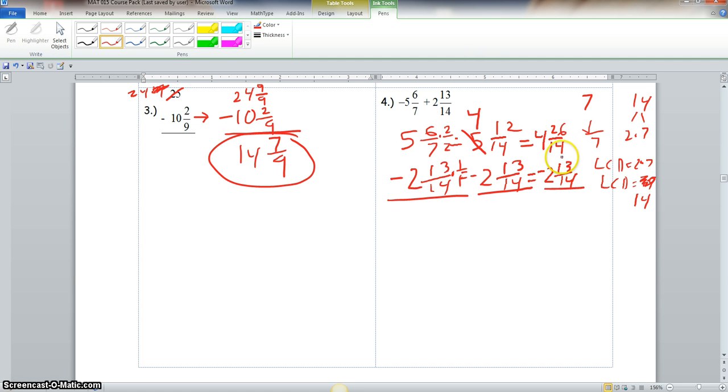Now we subtract 26 over 14 minus 13 over 14 will give us 13 over 14. 4 minus 2 is 2. So we have 2 and 13 over 14. Now we look here. Which one of these numbers without the sign is the largest? We know 5 and 6/7 is. And since it has the negative sign, your final answer would be negative. So it would be negative 2 and 13 over 14.